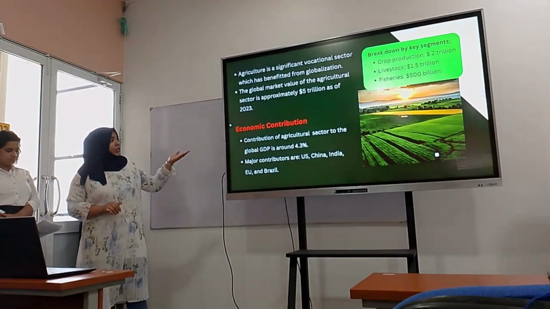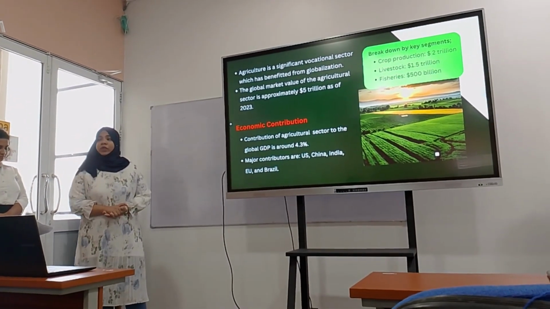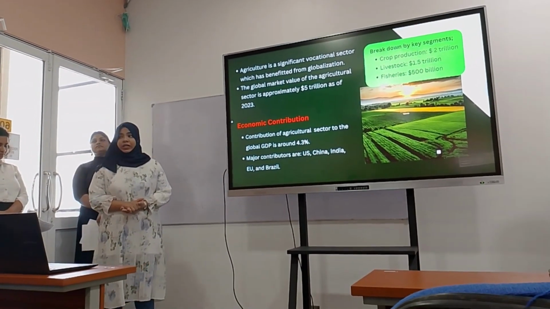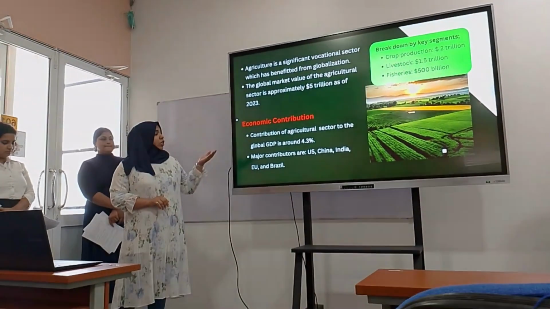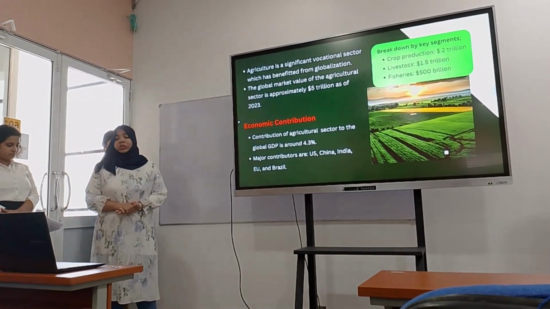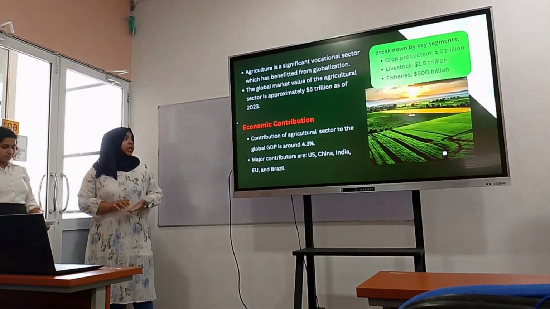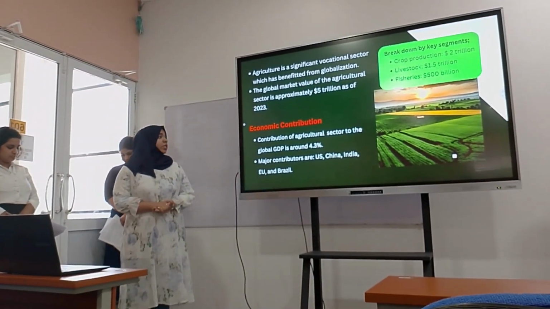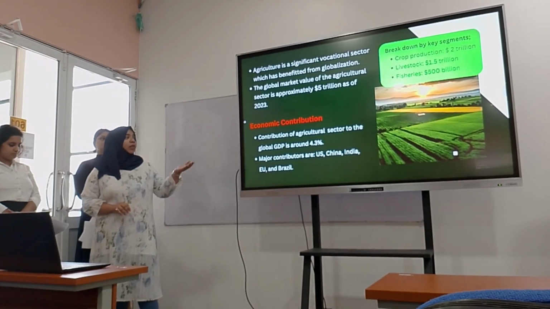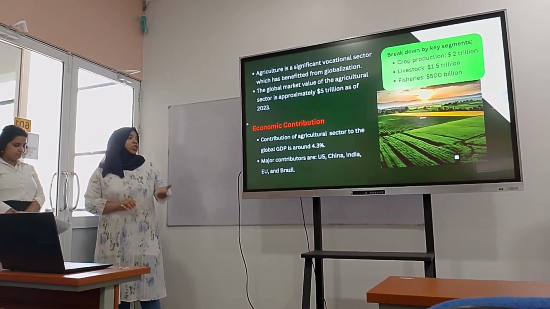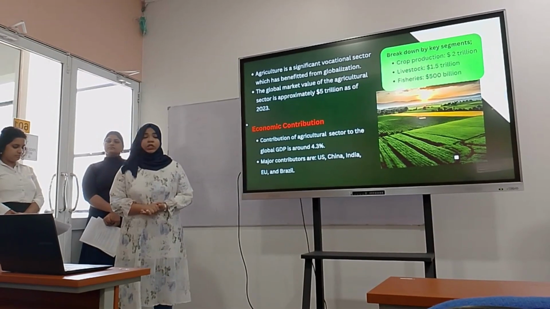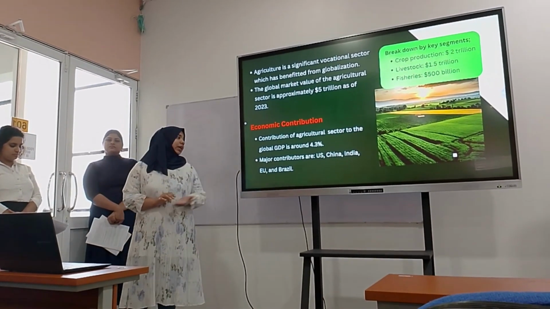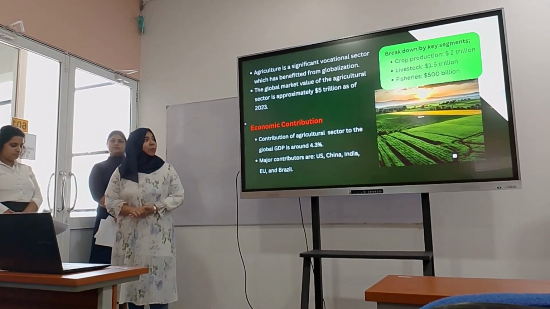Now let us look into the economic contribution of the agriculture and food production industry. The economic contribution of the sector in terms of global gross domestic product is estimated to be around 4.3%, while the major contributors are considered to be the US, China, India, the European Union, and Brazil.